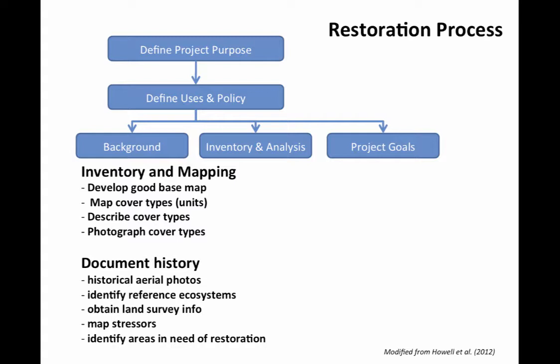All right. Some of the other things that we can use to document the history are things like historical aerial photos. We can obtain land survey information, identify areas that are in need of restoration just through a walkthrough. And then that will help us identify reference ecosystems. Oftentimes it's good to understand and have a reference ecosystem identified where we can go out and actually look at that site. Okay, and maybe do an inventory there, or look at other inventory and other information that may have been collected at a suite of sites that really represent that reference ecosystem that we really want to look for.